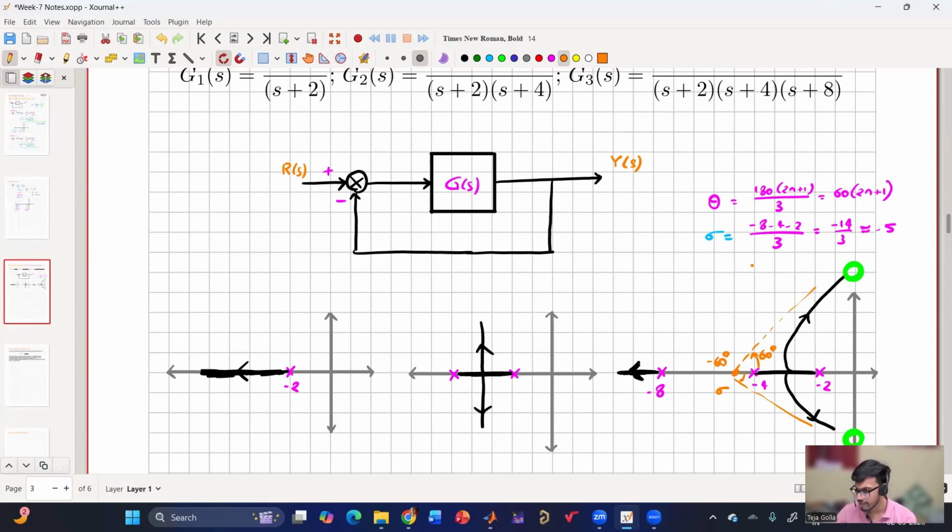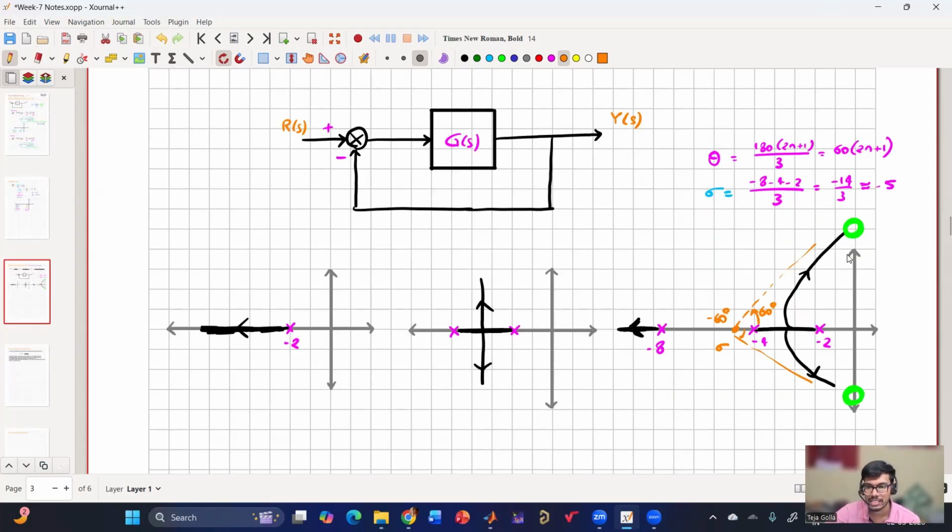Now, given the angle of asymptotes, I can understand that at some point they will hit the imaginary axis, because they can't go above the asymptote. So at some point they'll hit the imaginary axis. Whereas in this case, they're going vertically up and down, so they are not going to hit the imaginary axis.